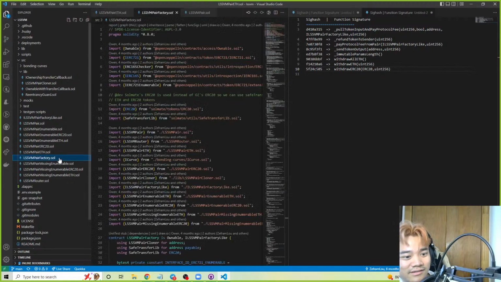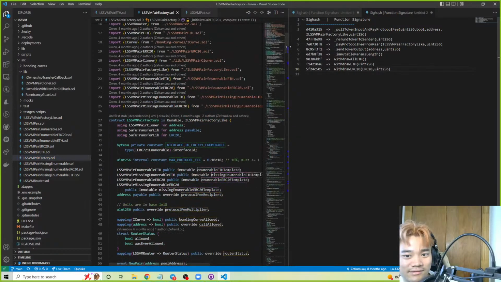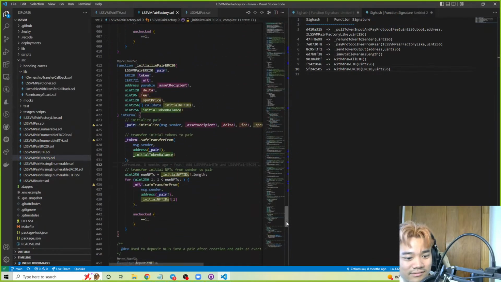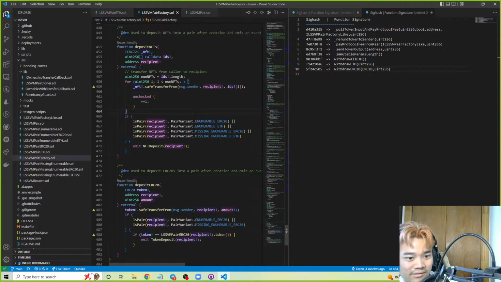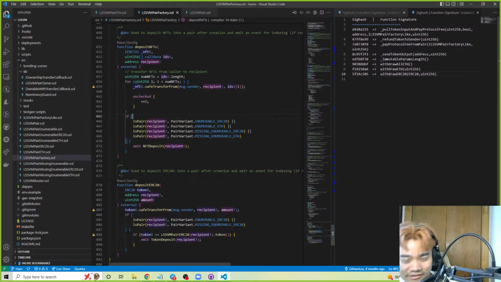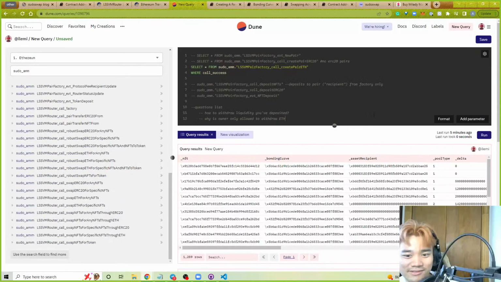Am I tripping? Deposit. Like, there's no check here that that's the owner depositing NFTs. So anyone can deposit. All right, you know, let's just, we're spending too long in the data there.